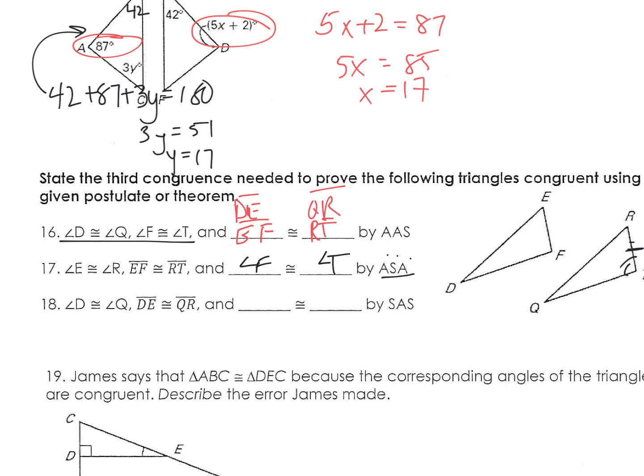All right, so I'm going to reset for the last one. You kind of want to treat these as separate problems. Angle D is congruent to angle Q, where DE is the same as QR. I want side, angle, side. So I have side, angle, side. I need the next side that comes in that order. So that would be DF has to be congruent to QT.